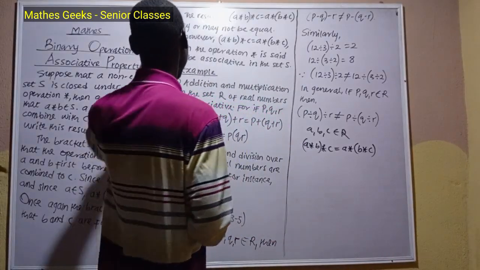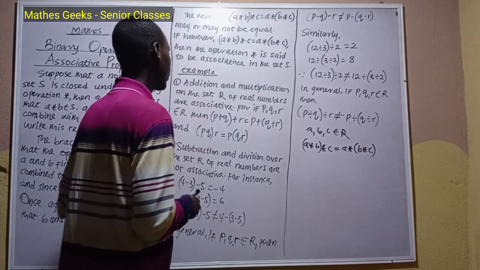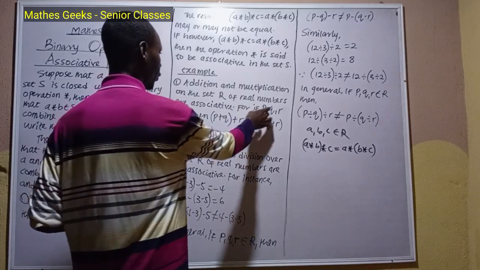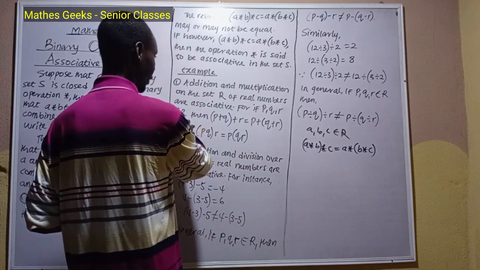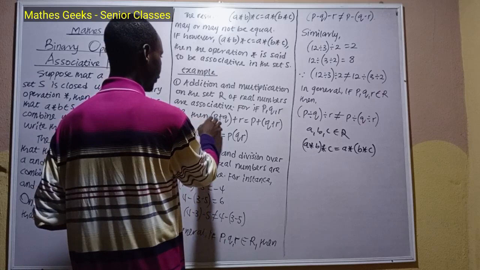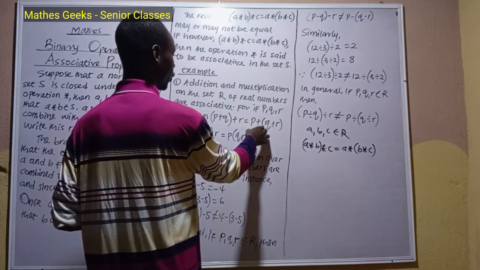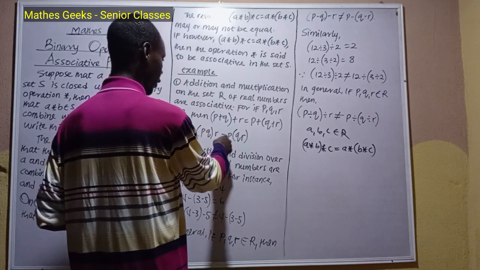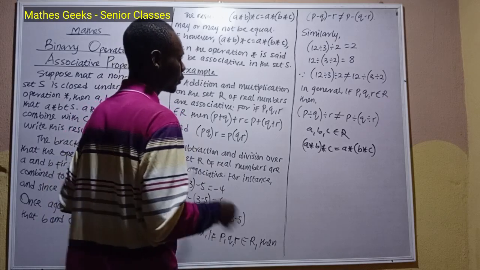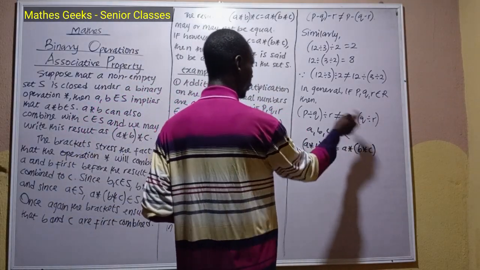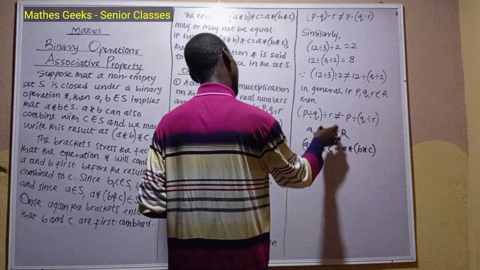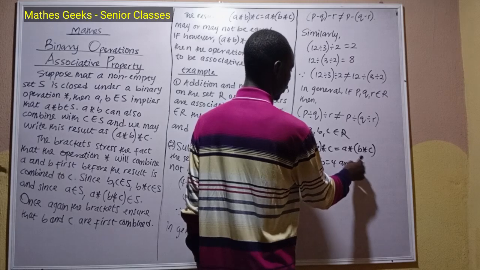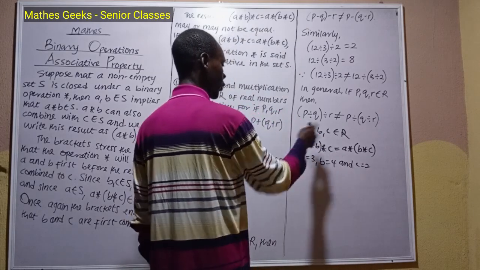For example, addition and multiplication on the set R of real numbers are associative. For if P, Q, R are members of set R, then (P plus Q) plus R is equal to P plus (Q plus R). Same thing also for multiplication: (PQ) times R is equal to P(QR). So let's give these letters real values. Let's say A is equal to 3, B is equal to 4, and C is equal to 2, and they belong to the set of real numbers.